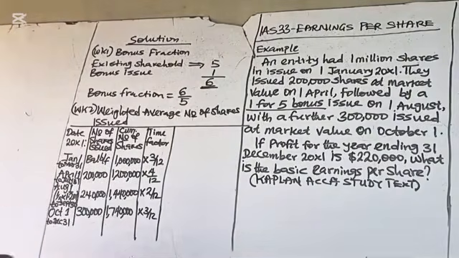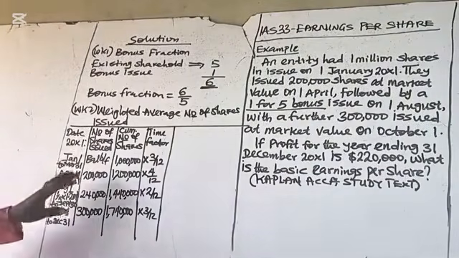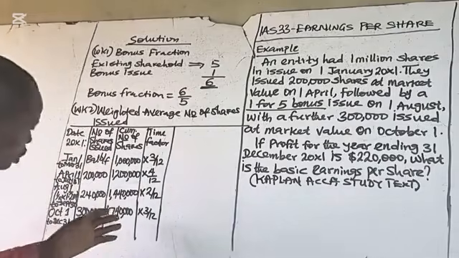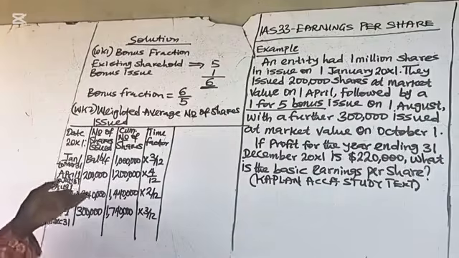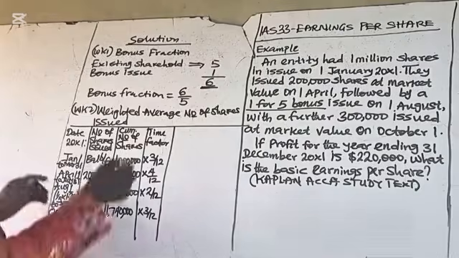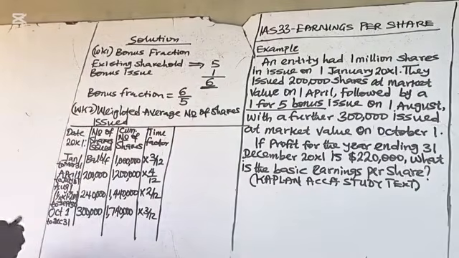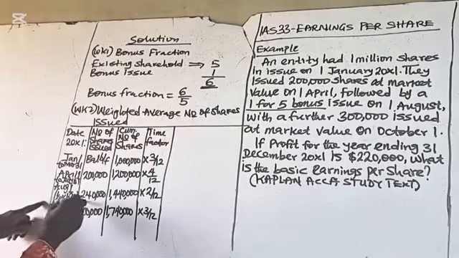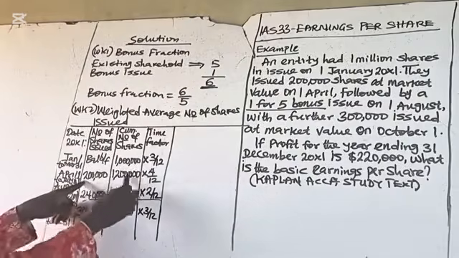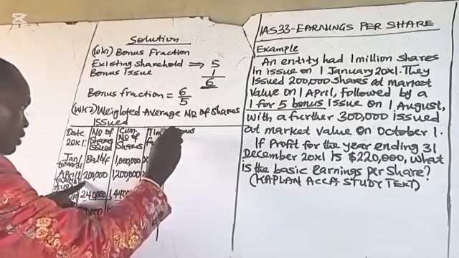Now, this is a bonus issue. I've told you that you have to multiply the shares in existence before the bonus issue was made. Those shares the entity is holding before the bonus issue was made, you have to multiply by the bonus fraction, which is 6/5. The bonus issue was made here. Then this and this were in existence. So bonus fraction.